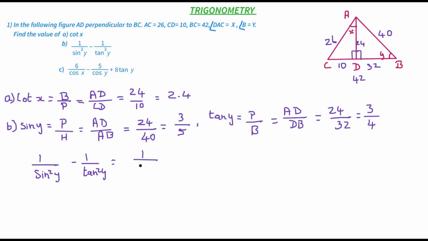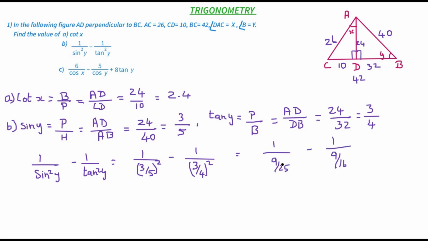So it is 1 by 3 by 5 the whole square. We can square this. Minus 1 by tan square, tan is 3 by 4. So I will write it as 3 by 4 the whole square. Now let's square the denominator. So we would get it as 1 by 9 by 25 minus 1 by 9 by 16.